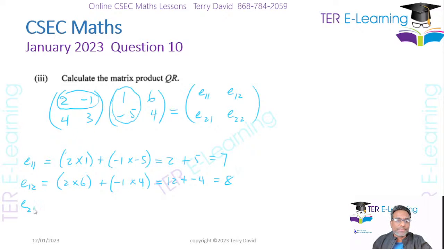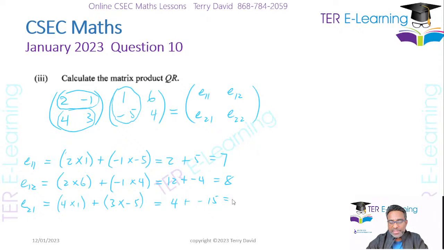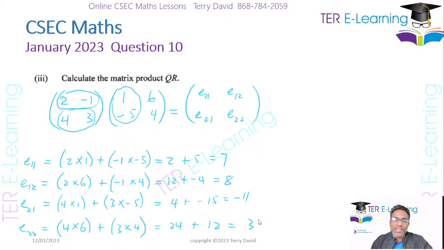And then we need to work out E21. That's row by column again. So that's 4 by 1 plus 3 by minus 5. That's 4 plus minus 15, so you're going to get minus 11. And the last one, E22, you're going to do row by column again. So that's 4 by 6 plus 3 by 4. 6 4s are 24 plus 3 4s are 12, so that's going to be 36. So your answer is going to be 7, 8, minus 11, 36. Let's hope that's correct. Hopefully I don't have an error there.